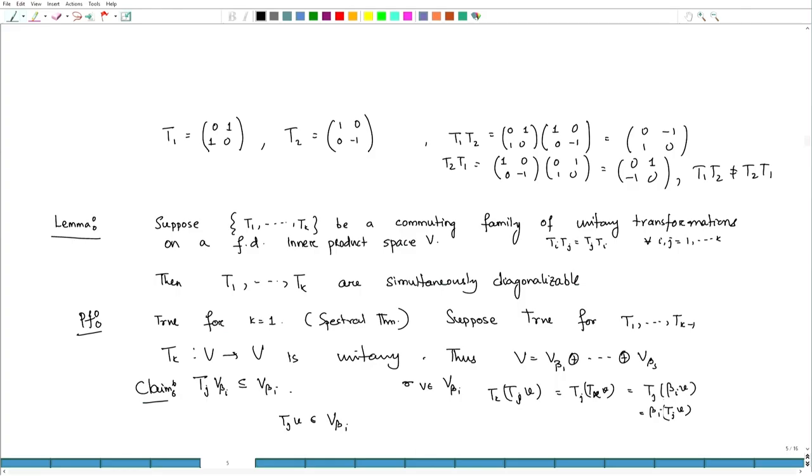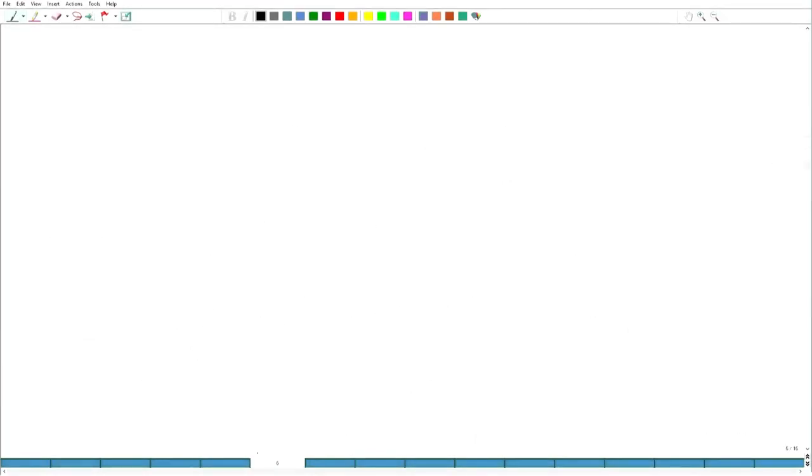So as you consider Tj, you restrict it to V beta i. Then this is a map from the vector space V beta i to V beta i and unitary, hence diagonalizable. And V beta i consists of a one dimensional subspace spanned by the eigenvector of Tk. So that is going to be an eigenvector for each of these Tj, j from 1 to k minus 1. So now we have got that result: if you have a commuting family of unitary operators, then they are simultaneously diagonalizable.